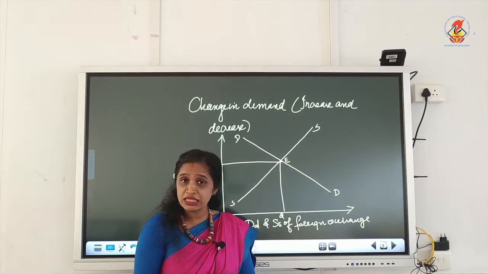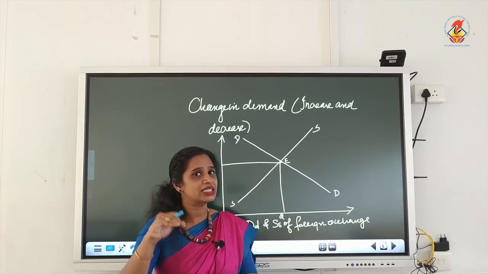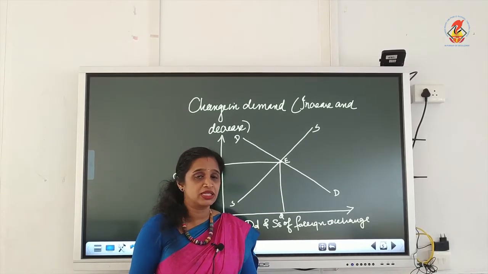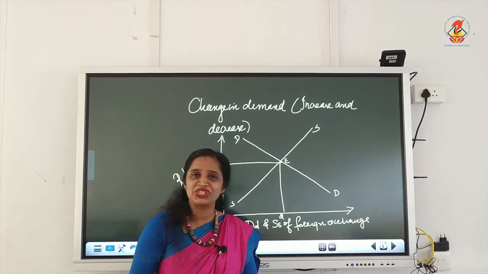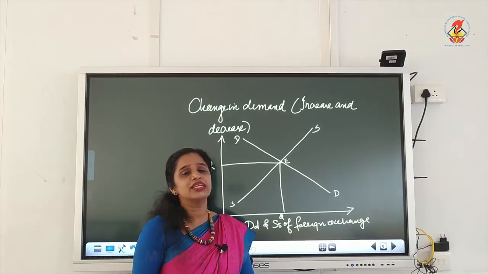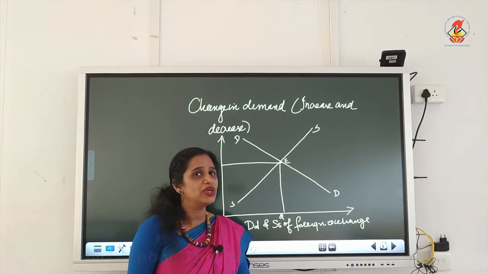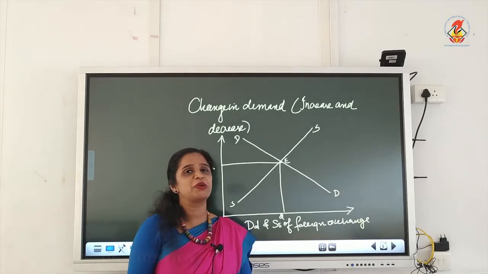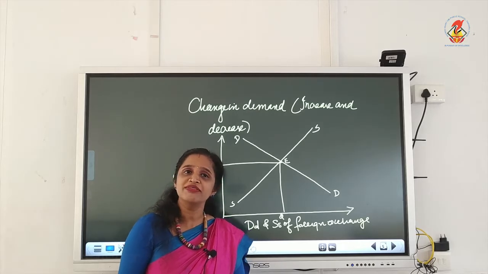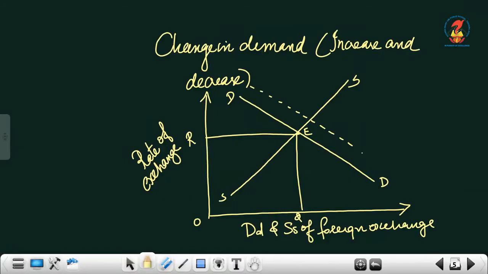whenever there is an increase in the demand or decrease in the demand, and this increase in the demand and decrease in the demand is the one which causes appreciation and depreciation of currency. Now, let us first start with increase in the demand. Now, how will you represent the increase in the demand? As I told you, increase in the demand can be represented by the rightward shift of the demand curve. The new demand curve is D1.